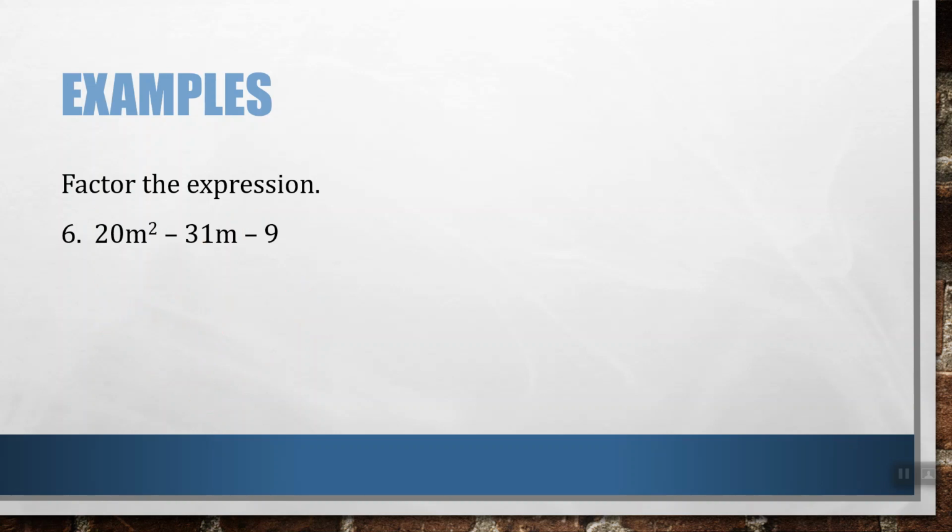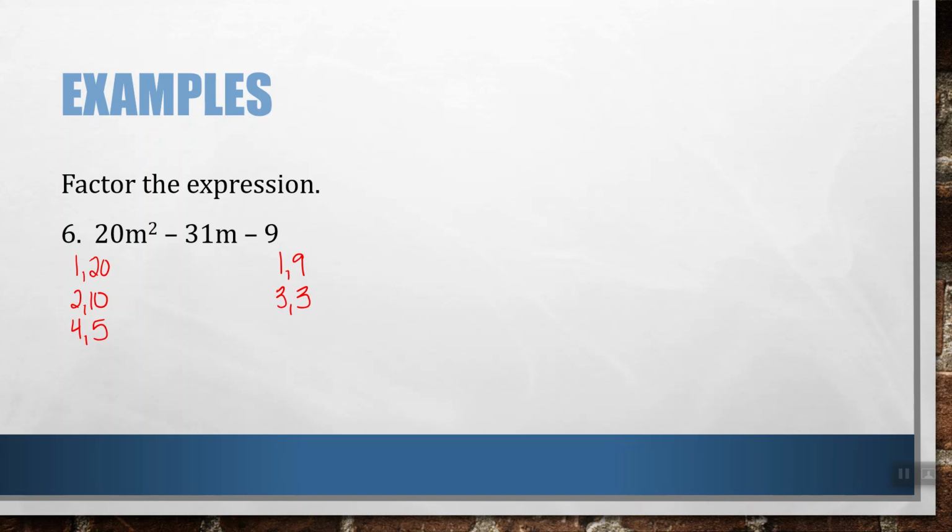6, 20m squared minus 31m minus 9. You're going to notice here much bigger numbers for A and C, lots of sets of factors. So I'm going to list them down below this time. 1 times 20, 2 times 10, 4 times 5. We have 1 times 9, 3 times 3.